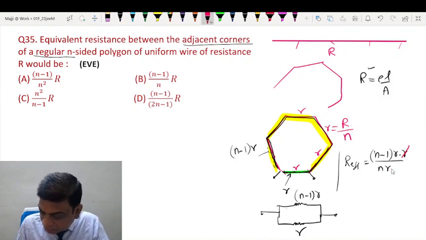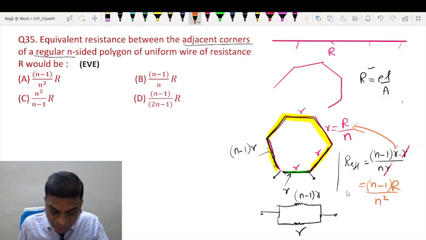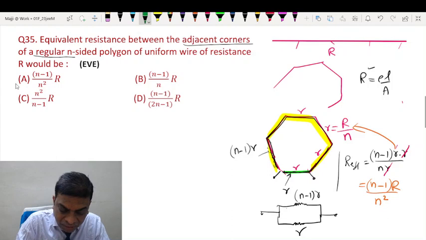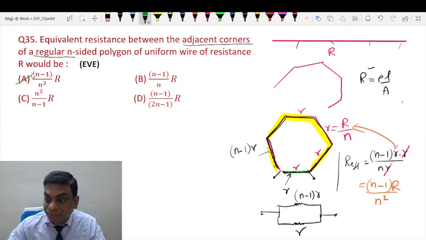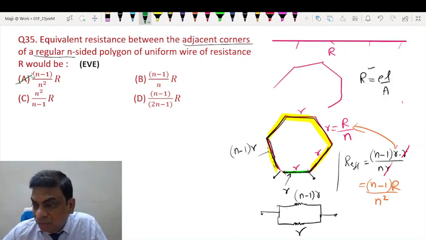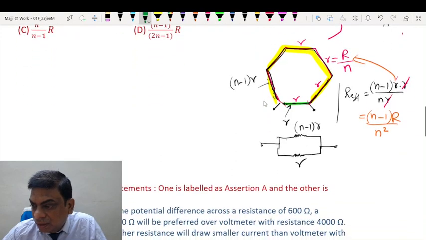You can see 1 R and, sorry, you replace small r with what? Capital R by n here. So finally we will be having n minus 1 into capital R upon n square. So correct option is the A option, you can see. Okay, n minus 1 into capital R upon n square.